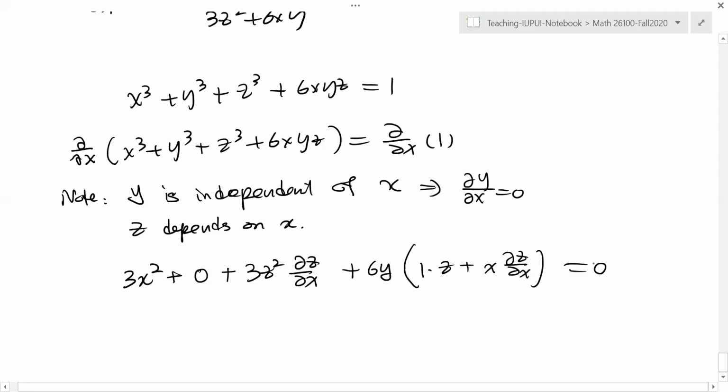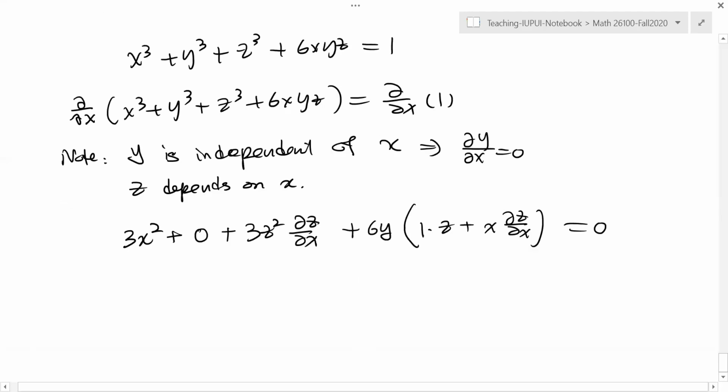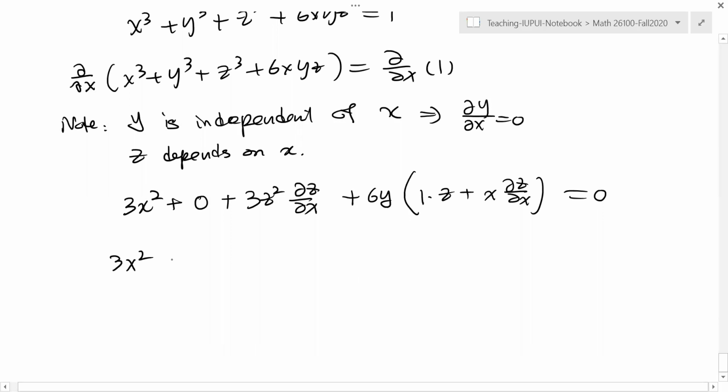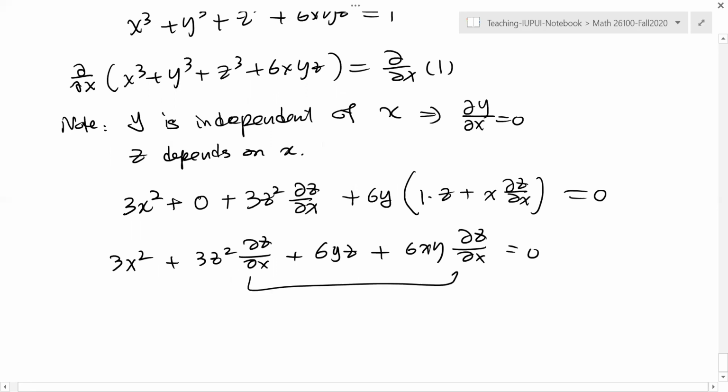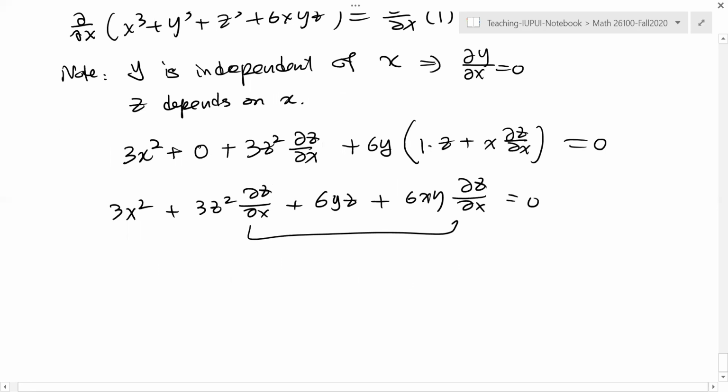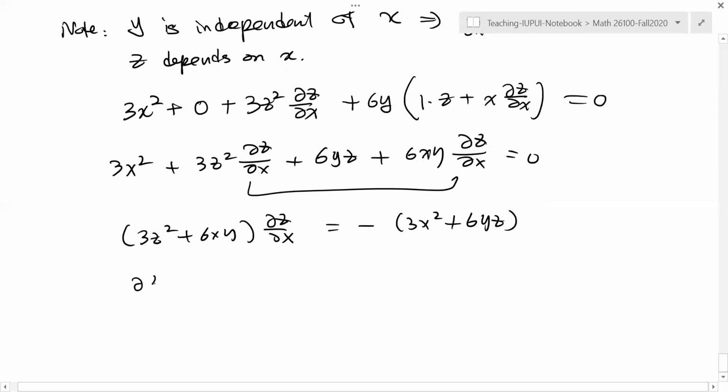If you're able to do this, then you can solve the problem. Let's write down 3x squared plus 3z squared times the partial derivative of z with respect to x, plus 6yz plus 6xy times the partial derivative of z with respect to x equals 0. You have two terms with the same factor. So I keep those terms on the left-hand side and move the other terms to the right-hand side. Then I solve this equation, and I get this.